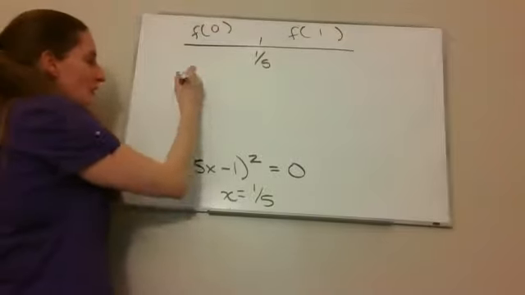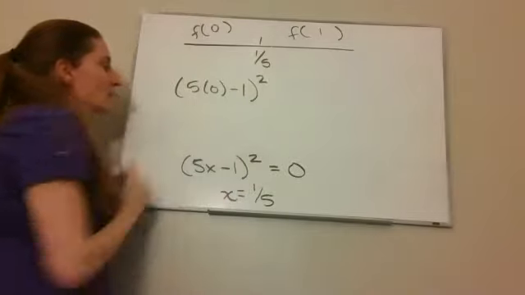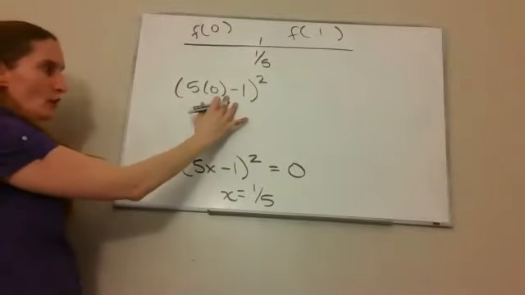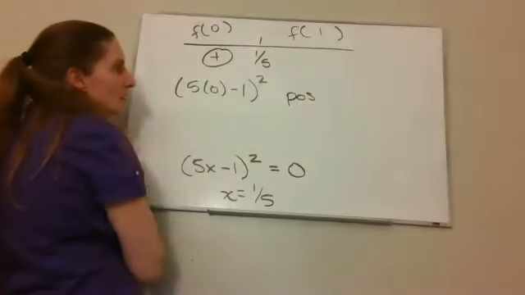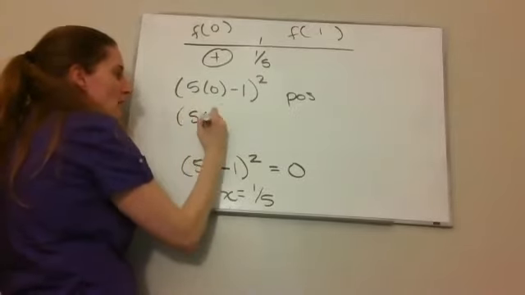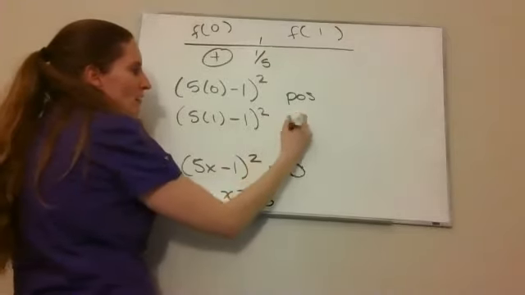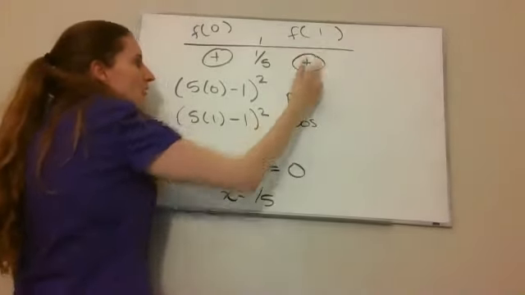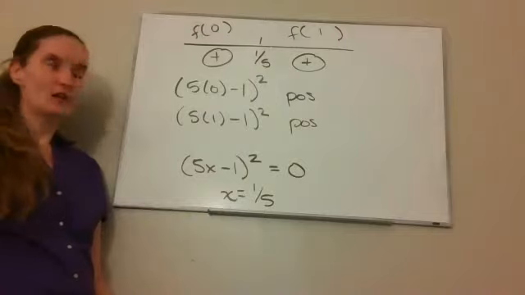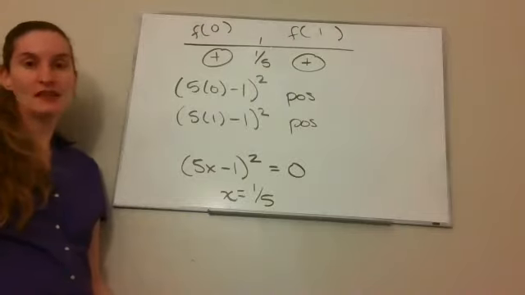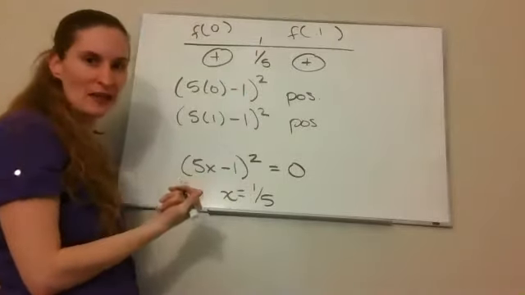So when I plug a 0 in, I get 5 times 0 minus 1 squared. Well, that is negative 1 squared, which is positive. And when I plug in the 1, I get 5 minus 1, which is 4, squared, which is positive. So what was this problem asking us to find? It wanted all the values where our polynomial was less than 0. Well, nowhere. I got positive everywhere. I didn't get negatives anywhere.